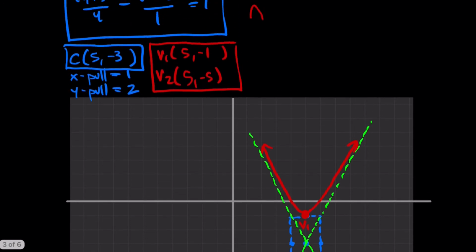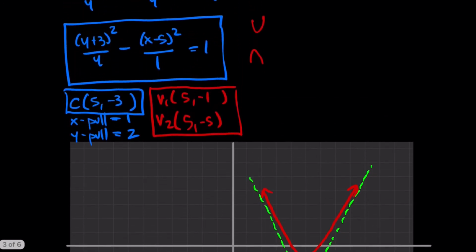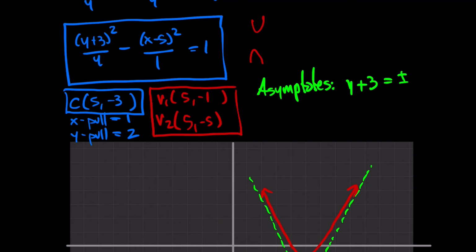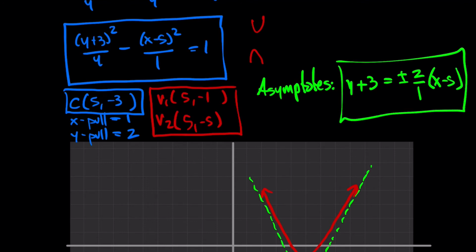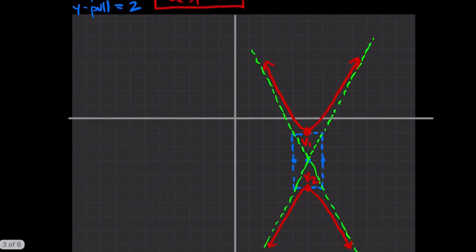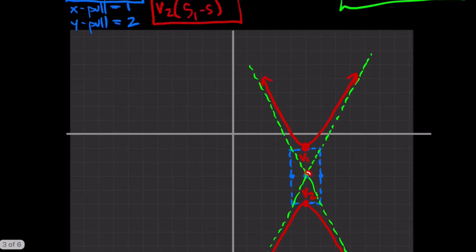Now, equation of the asymptote lines. Again, it doesn't really matter what order you find this stuff in. You just have to make sure you list it all. The asymptotes will be y plus 3 equals plus or minus y pull over x pull times x minus 5. Basically, those two equations represent the asymptote lines. Here's that point that's on both lines, and then this would be positive 2 over 1, and this would be negative 2 over 1 for your slope.